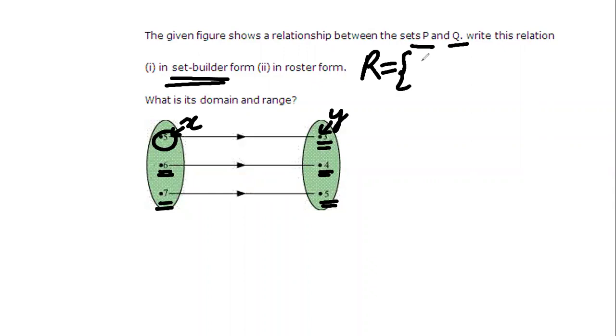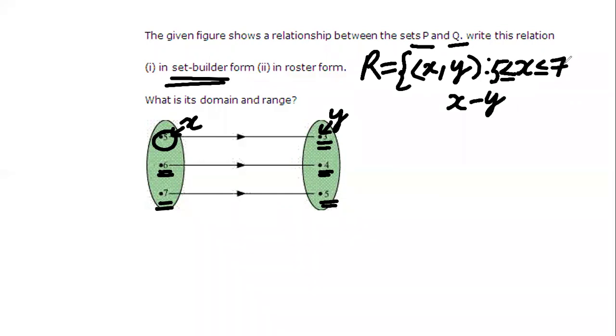Set builder form always occurs in ordered pairs. This is (x, y). And what is the condition for this x? Condition भी तो होनी चाहिए ना x पे, या कुछ भी put कर दे. Is it clear? You have to keep this in mind. X is from 5 to 7. X कहाँ से जा रहा है? 5 से 7. And the relation is x minus y equal to 2. So this is the set builder form. Got it?